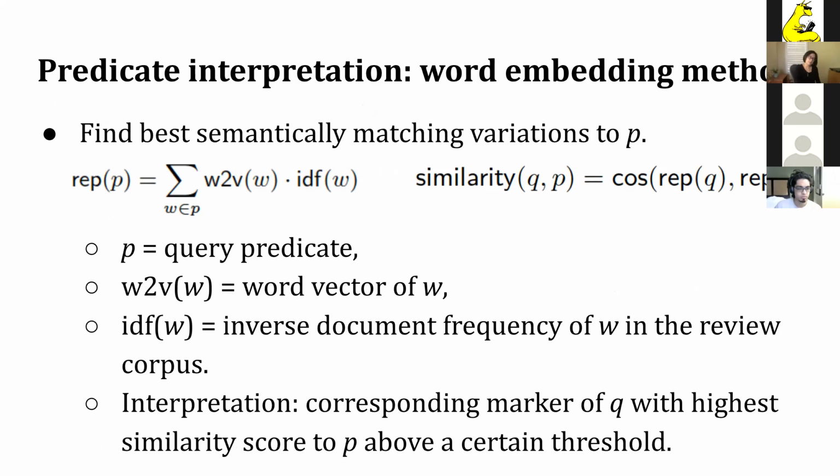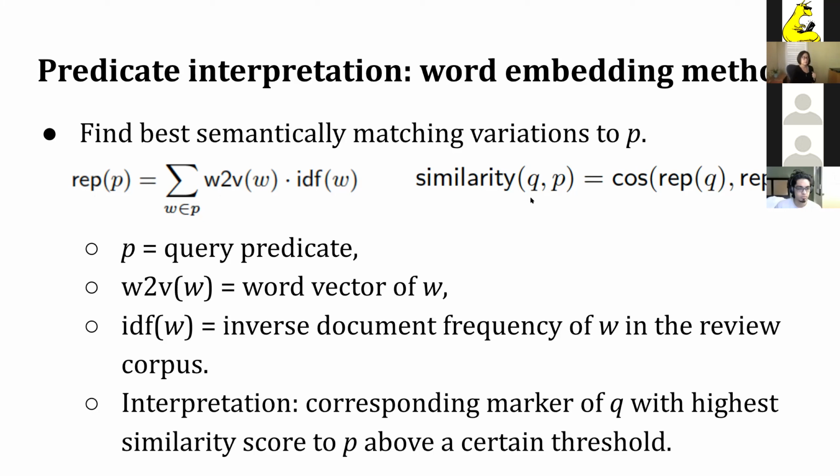So the first method is the word embedding method. What this means is you look at the predicate P and find the embedding of each token in P. This is really what the formulation here is talking about. You weight it by the IDF of that token, according to the frequency of these words mentioned in the reviews, and sum them up. So this will form a representation of P.